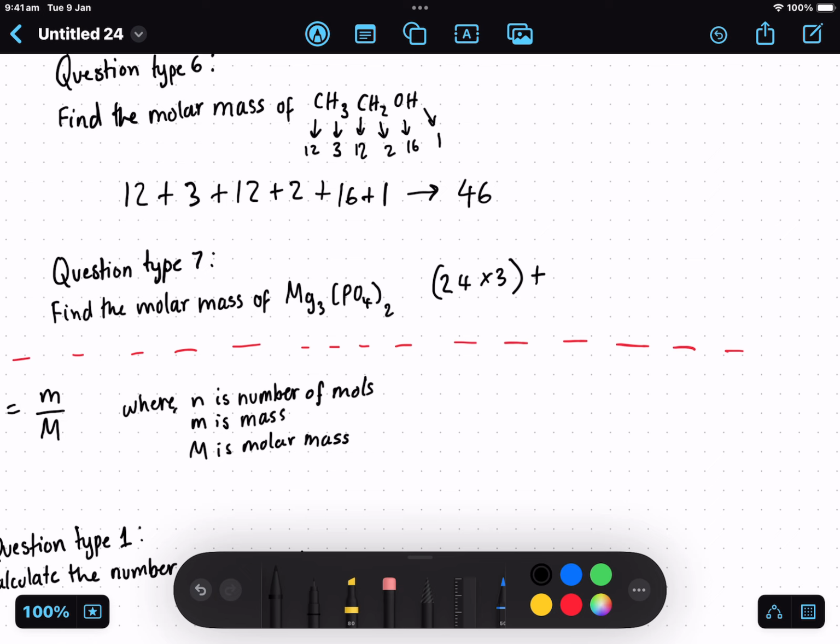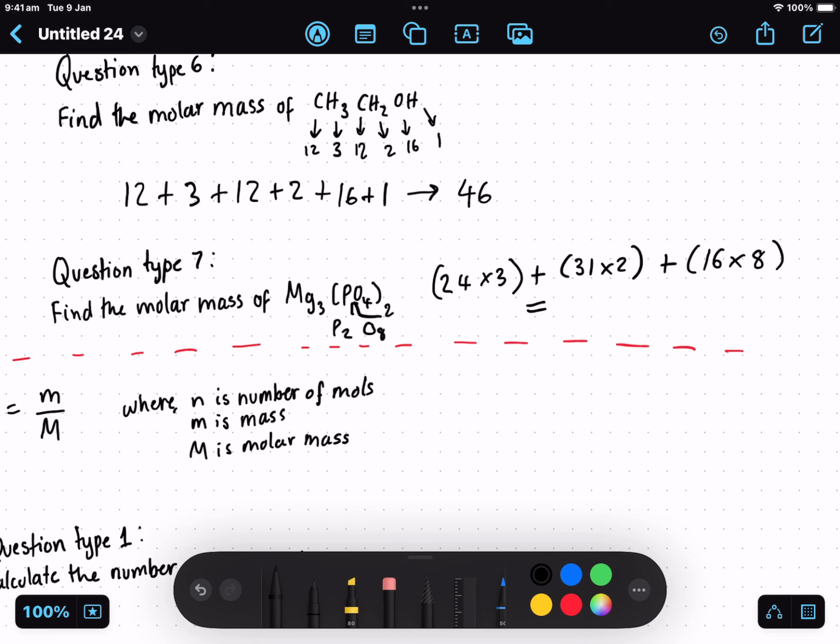Plus, the atomic mass of phosphorus is 31. Since there's a bracket 2, the P goes inside and it'll be P2, and this will be O8. So if it's 31, we have to multiply that by 2. And then we've got oxygen, where there's 8 oxygen, so the atomic mass of oxygen is 16 times 8.